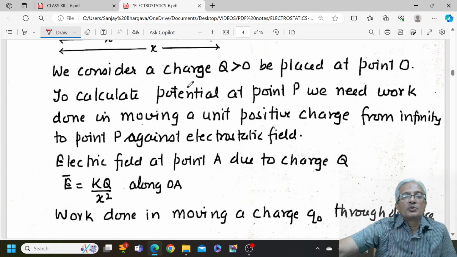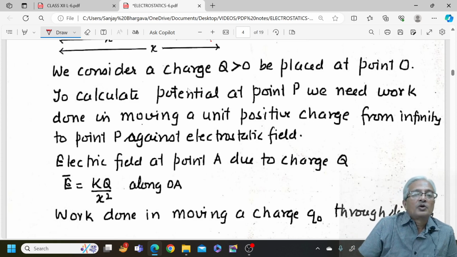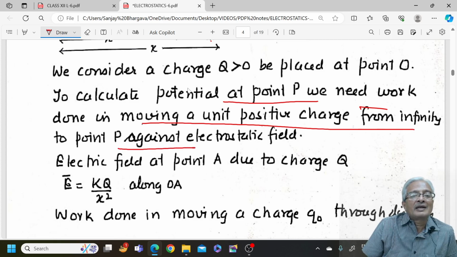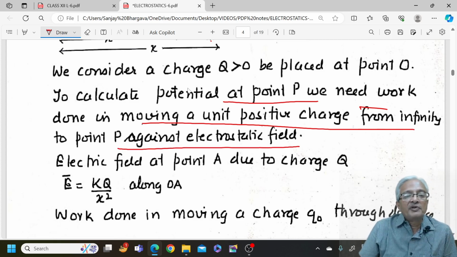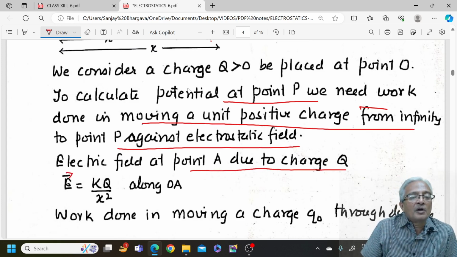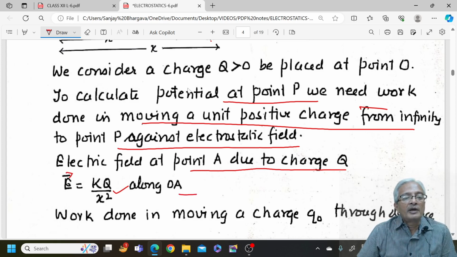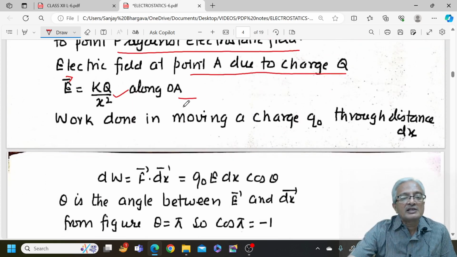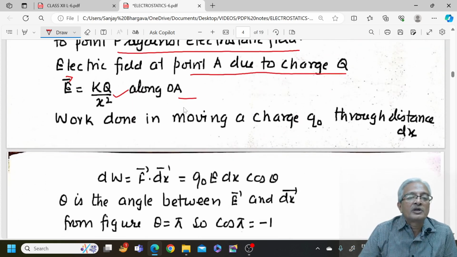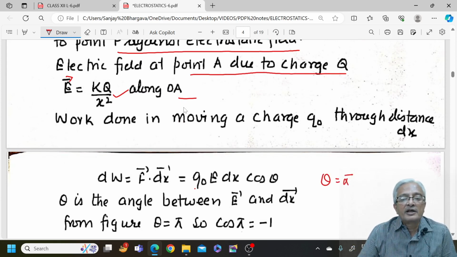So we have defined it. We consider a charge Q greater than 0 placed at point O. To calculate the potential at P, we need the work done in moving a unit positive charge from infinity to point P against the electrostatic field. Electric field at a point A due to charge Q, so E would be given by KQ upon X square along OA. Now what is the work done in moving a charge Q0 through a distance dx? Work done would be equal to force into displacement, Q0 E dx cos theta. Remember, theta is 180, so cos of 180 would be minus 1.